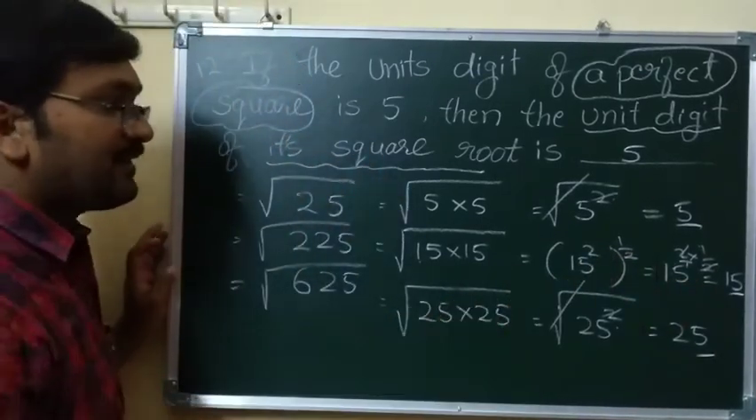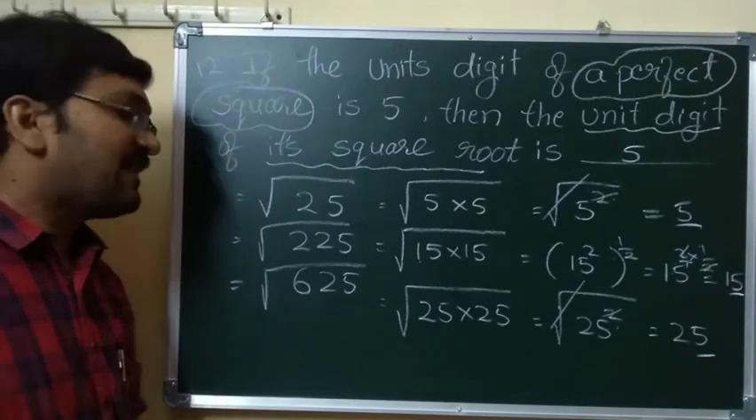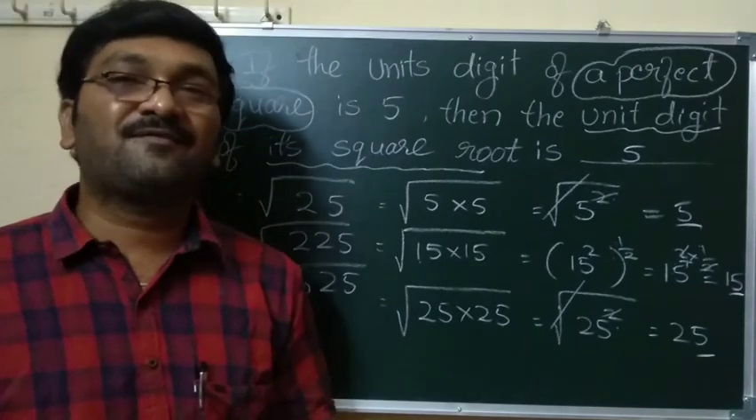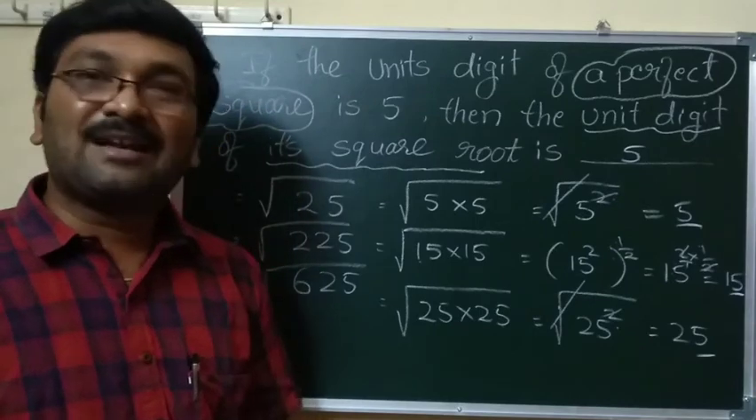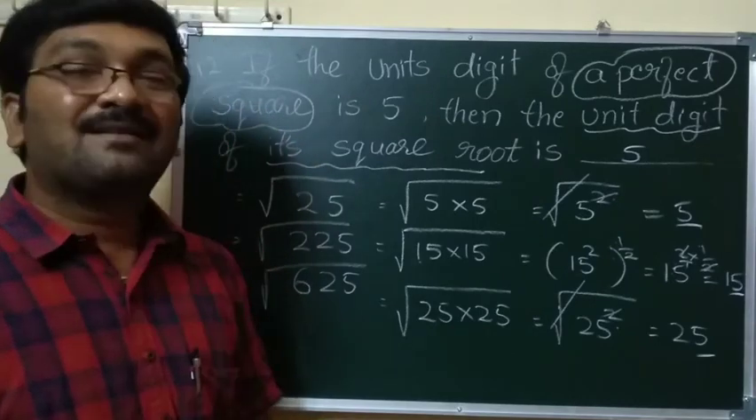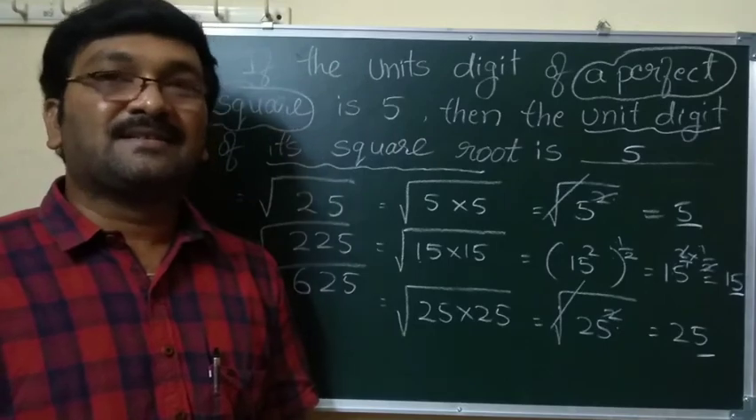So next one, I wrote 25 into 25, square and root will be cancelled, giving 25. I think everybody got an idea about this. This is an important one and it will come up to the 10th class.